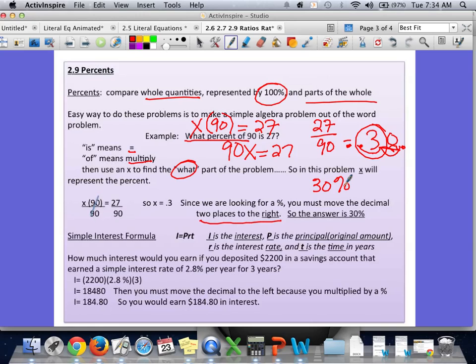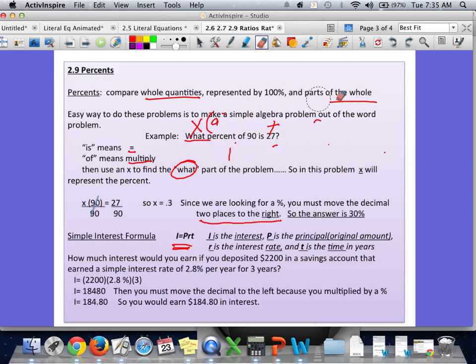Next, we're going to be working with simple interest formula, I equals PRT. This is not one that's on your SOL sheet. You must memorize this one. If they give you one of these kind of problems, you've got to know what the formula is. All right, so let's work on some of these. I is going to be standing for the interest, P is the principal, R is the interest rate, and T is the time in years.